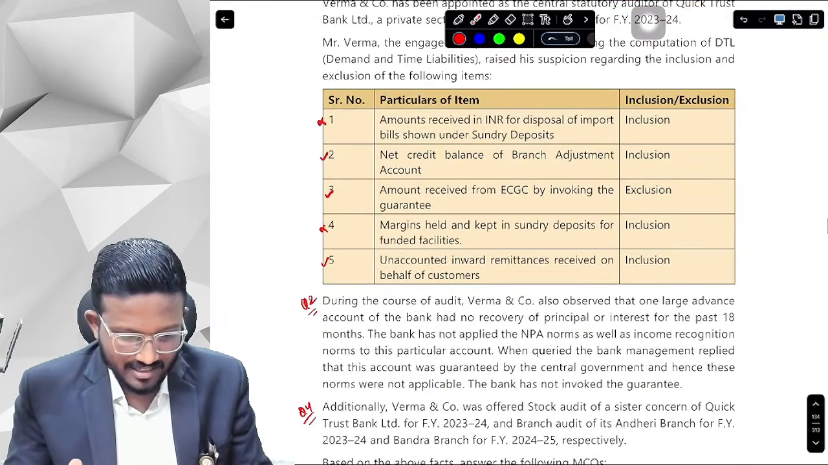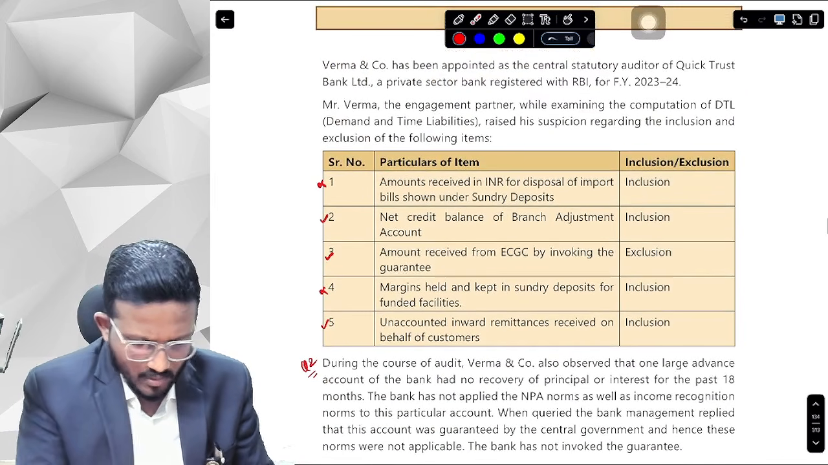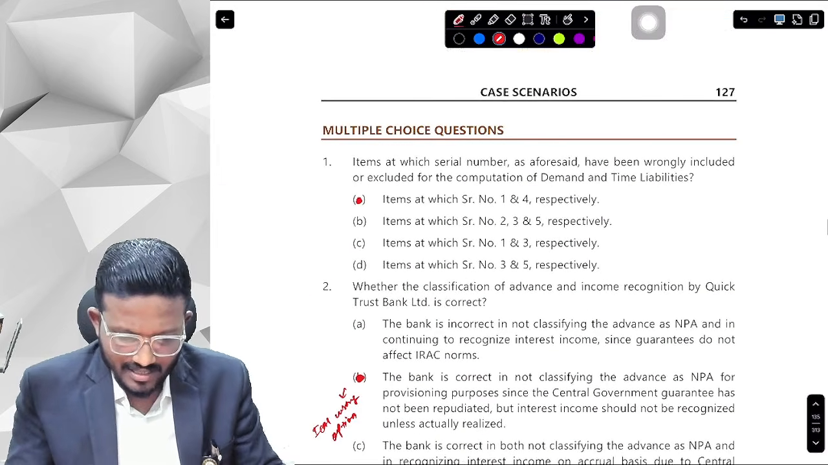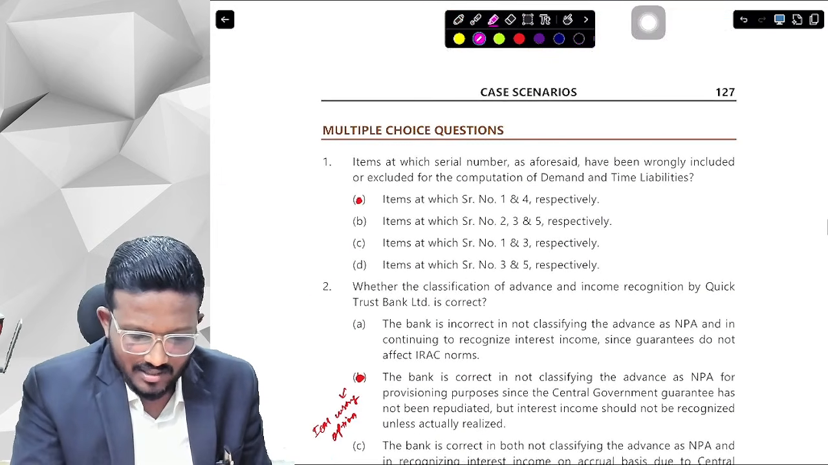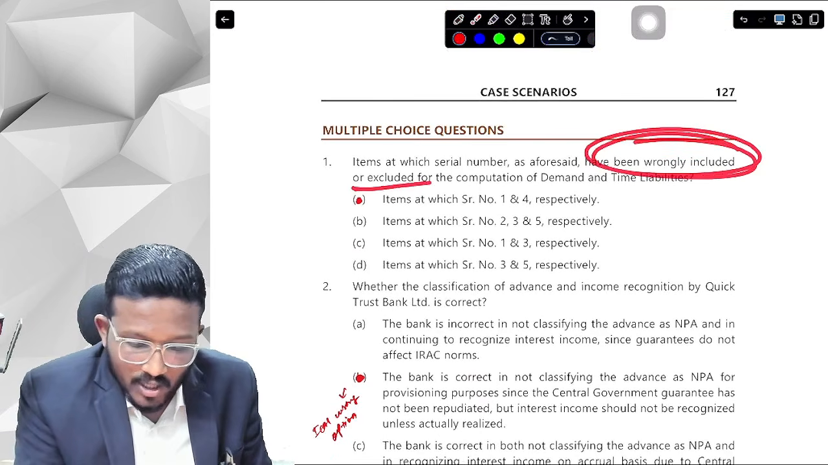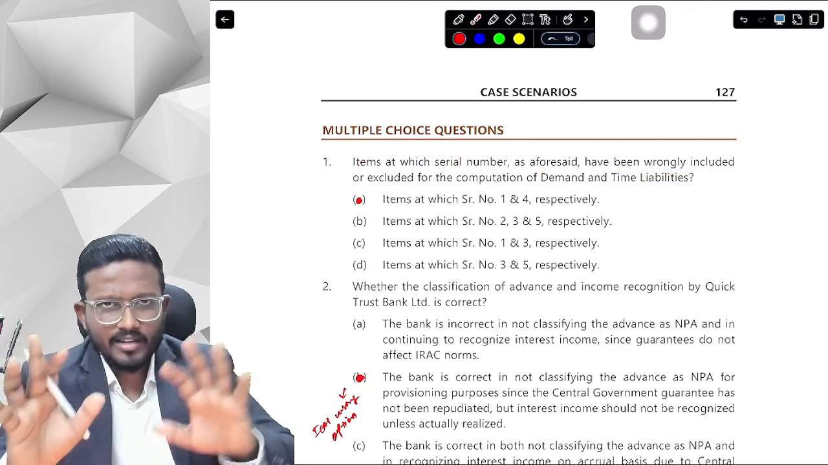What does it say, sir? So here, let's do question number 1. I guess it is question number 1. Let's see. So basically it is trying to ask us which items have been wrongly included or excluded from the computation of DTL. So we are computing DTL, and you have to tell which have been wrongly included or excluded.